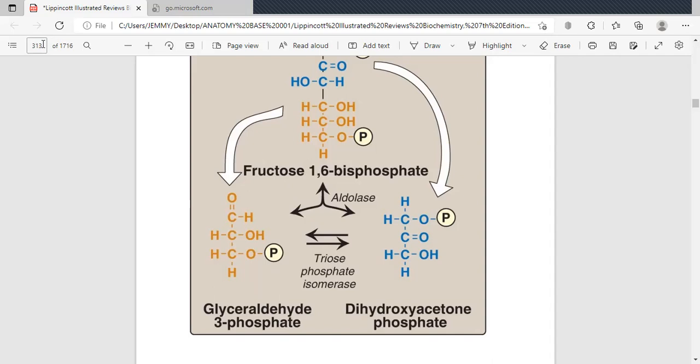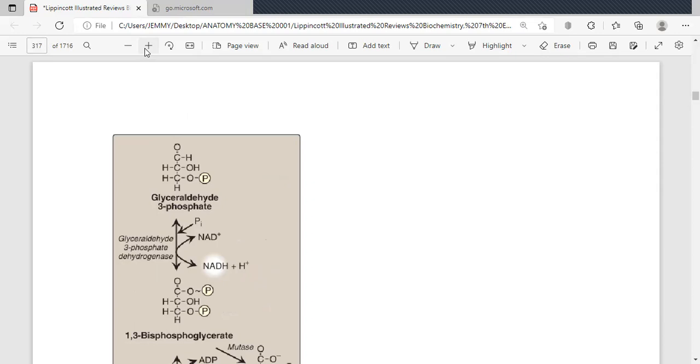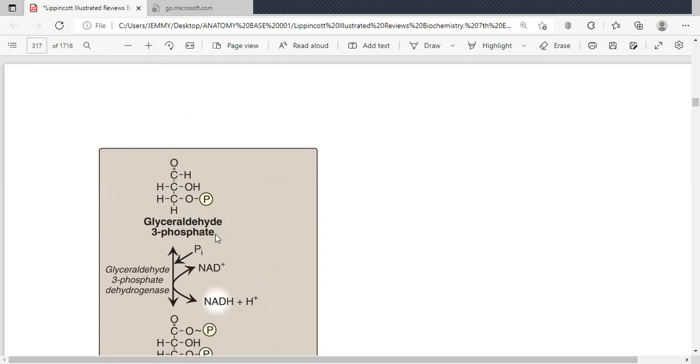So let's go to the gain phase. Let's enter the gain phase. This is now the gain phase. So this is now our glyceraldehyde 3-phosphate. We have two of them, but we are representing only one. The glyceraldehyde 3-phosphate undergoes dehydrogenation, a reaction catalyzed by glyceraldehyde 3-phosphate dehydrogenase, and we also add a phosphate group, represented by Pi, the inorganic phosphate. In this reaction, NAD is converted to NADH plus a hydrogen.